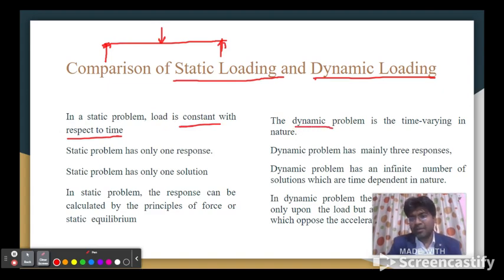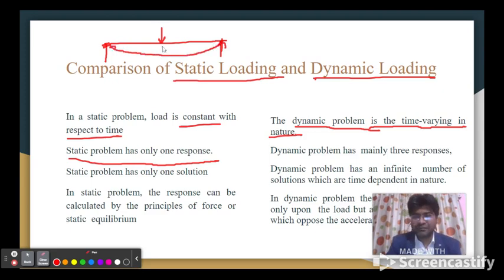In a dynamic problem, the dynamic load is time varying in nature. Okay, a static problem has only one response, obviously, and that response will be displacement only. Like a load is kept over here and only a deformation of this beam will be there. This will be the displacement. Okay, now a dynamic problem has mainly three responses. Okay, that can be acceleration, velocity, displacement.